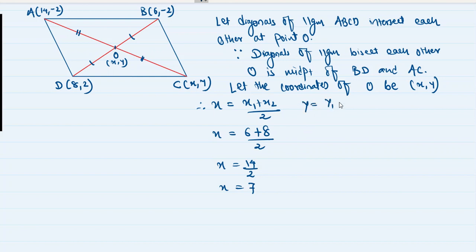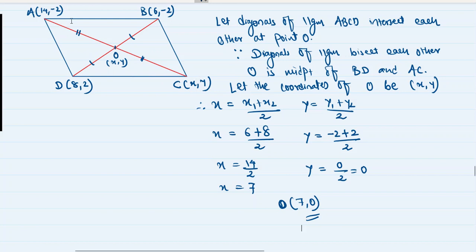Y is equal to y1 plus y2 by 2. y1 is minus 2 plus y2 is 2 by 2, that is 0 by 2, which is 0. So the coordinates of point O are 7 comma 0. That is, we know the coordinate of the midpoint of the diagonal.